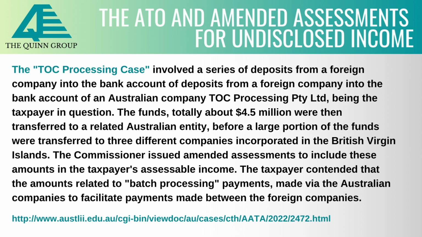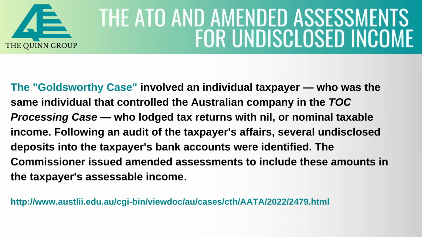The second case was the Goldsworthy case, which involved an individual taxpayer who was the same individual that controlled the Australian company in the TOC Processing case that we've just spoken about, who lodged tax returns with nil or nominal taxable income. Following an audit of the taxpayer's affairs, several undisclosed deposits into the taxpayer's bank accounts were identified. The Commissioner issued amended assessments to include these amounts in the taxpayer's assessable income.